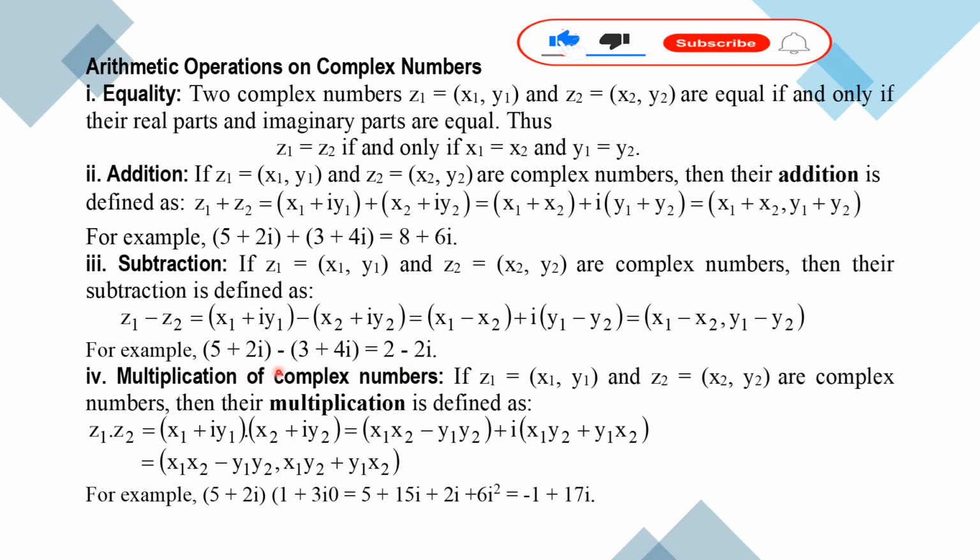5 plus 2 iota minus 3 plus 4 iota. So real part subtract with real part: 2. Then 2 minus 4 iota gives 2 minus 2 iota.